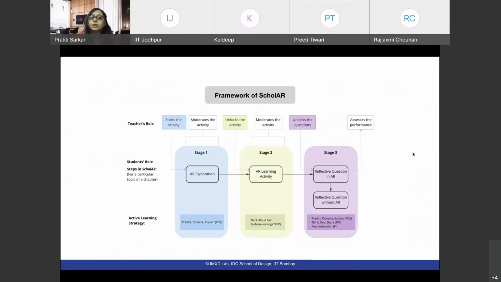And we then were able to come up with a broader framework for our application, where we defined it according to different stages, where in stage 1, we give them the activity for AR exploration. Then in stage 2, we give them a learning activity, which is particularly something that they do on their own or with the help of the partners. And in stage 3, we give them reflective questions to see how they have absorbed the learning.